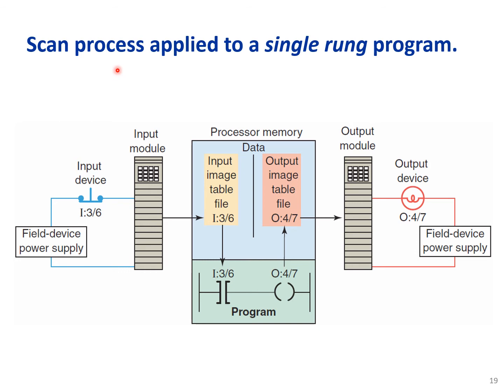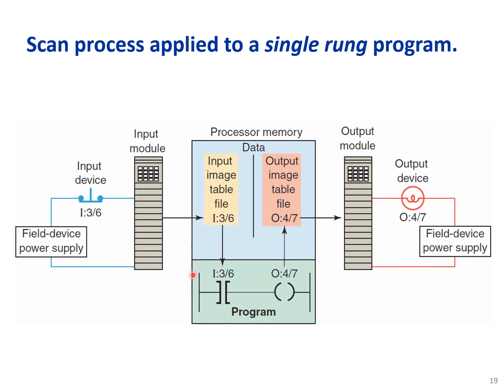Scan process applied to a single rung program. So here we have a single rung program. Here in processor memory, the data we have is the input image table, the output image table, and our program that contains only one rung, and that includes only one input or one contact here and one coil, one output. The contact corresponds to the input device or the switch. The address is I36 and the output coil corresponds to the output device here, and the address of that is O47 in the output image table.